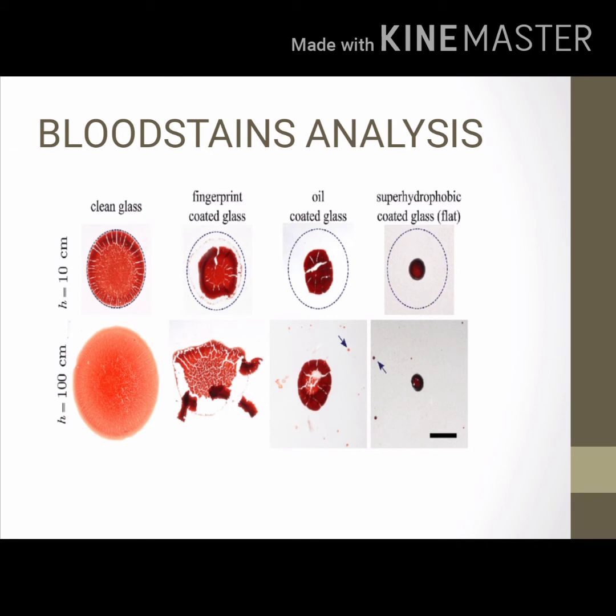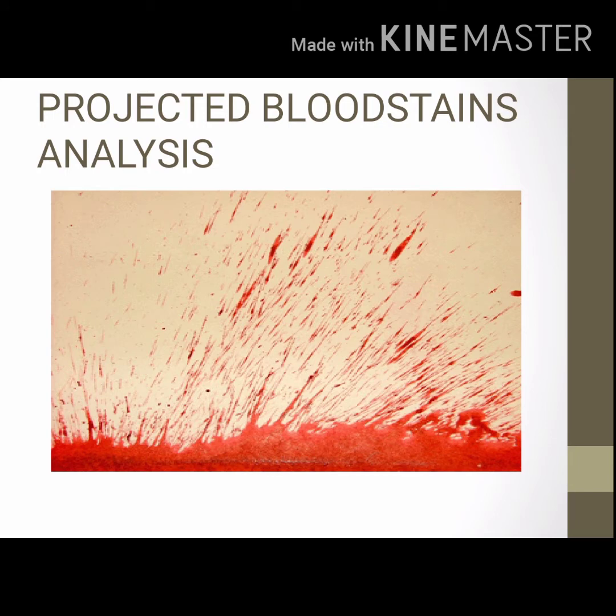The next picture is blood stain analysis. Categories of blood stain: passive dripping, transfer smearing, projected. The next picture is projected blood stain analysis. There are two important determinations: direction of spatter and angle of impact with the surface.